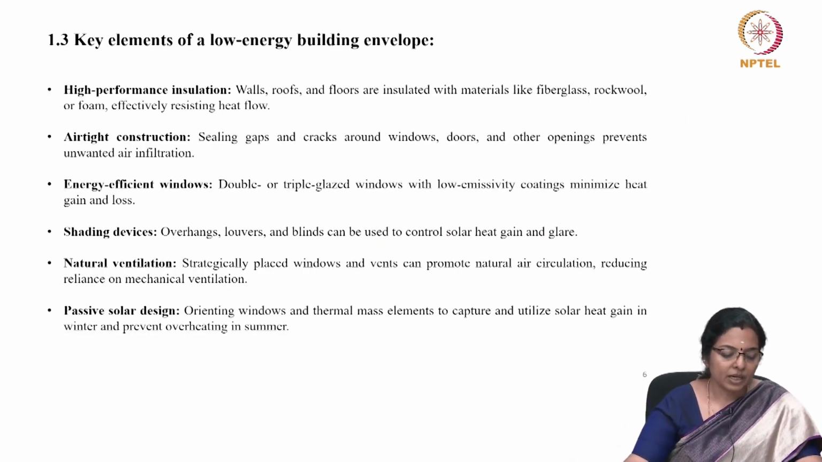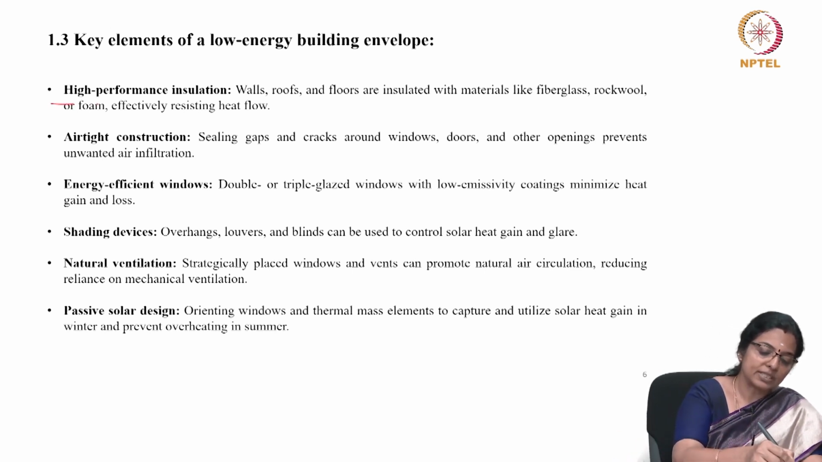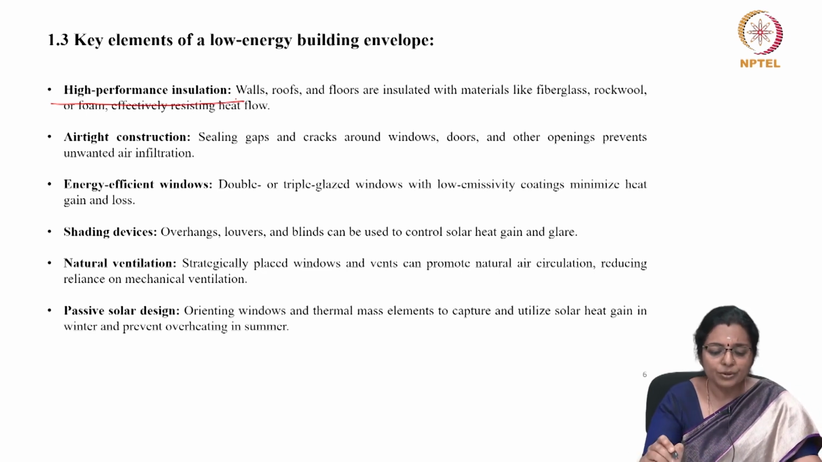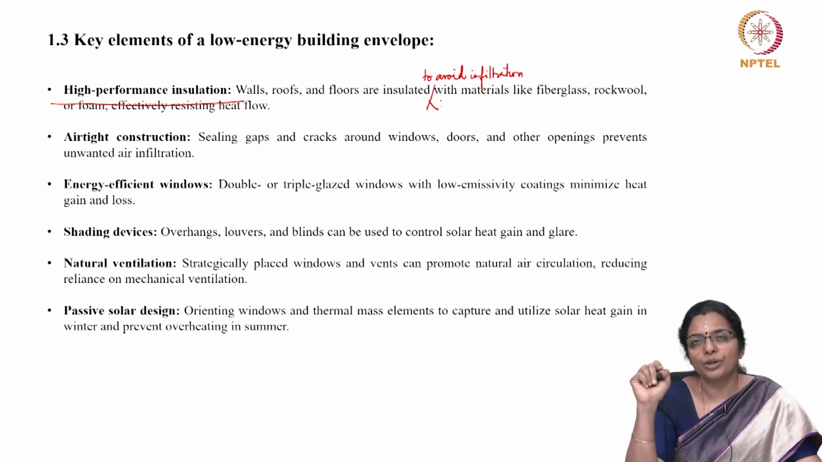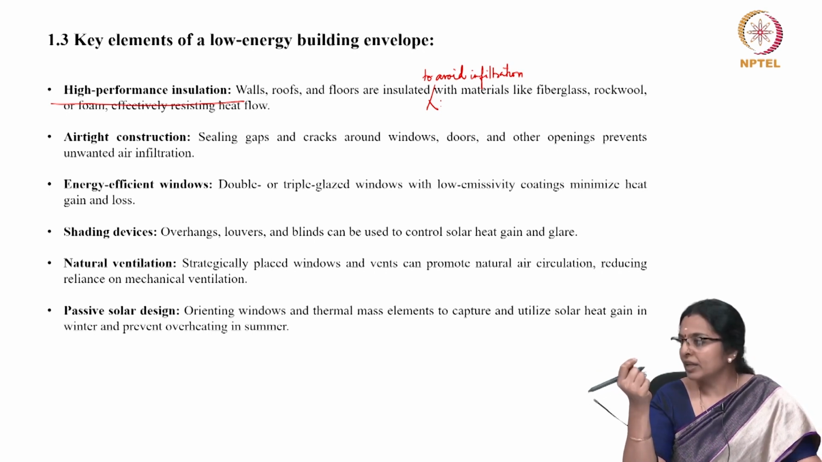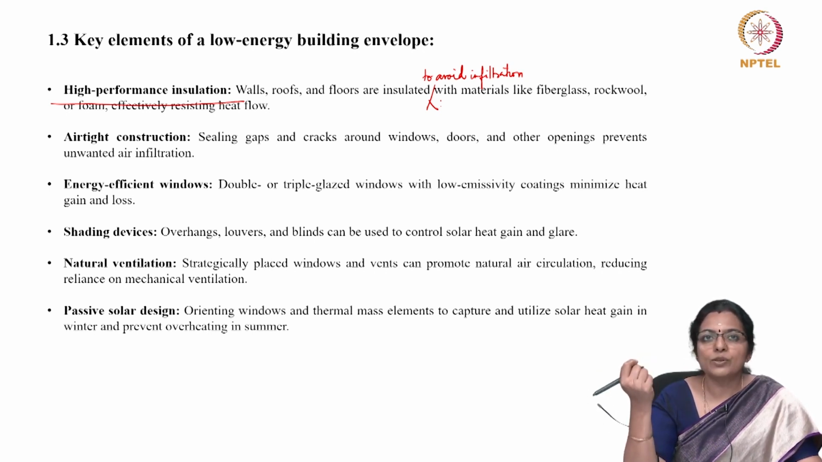Let us quickly see what are the key elements of a low energy building envelope. First is, it must have a high performance insulation. So, it should have walls, roofs, floors that are insulated to avoid infiltration. You yourself can have a look at the air conditioned buildings around you. You will find a lot of cool air gets infiltrated from gaps under the door, through the jambs of the windows and things like that. So, a lot of energy wastage happens due to infiltration of air.